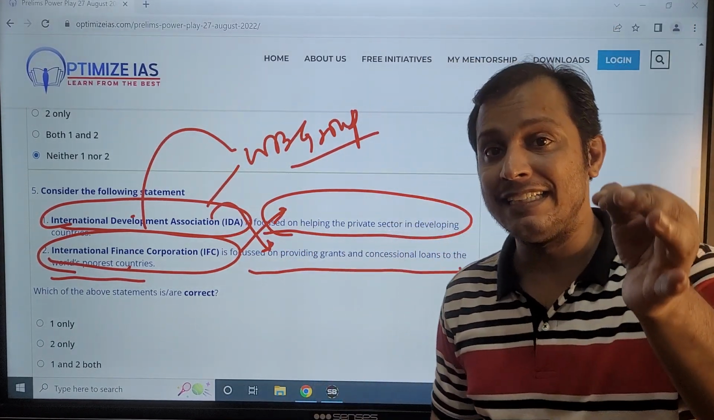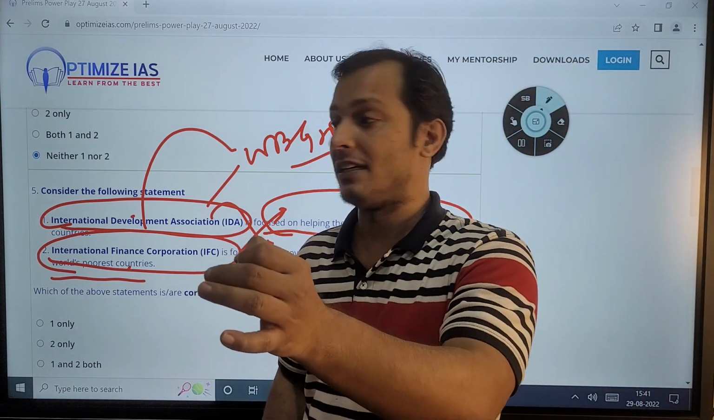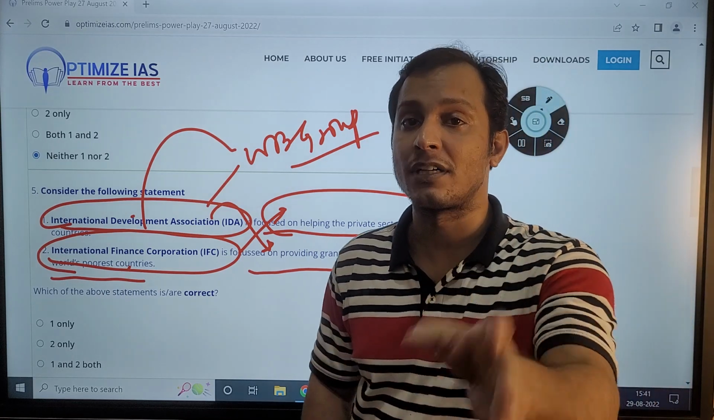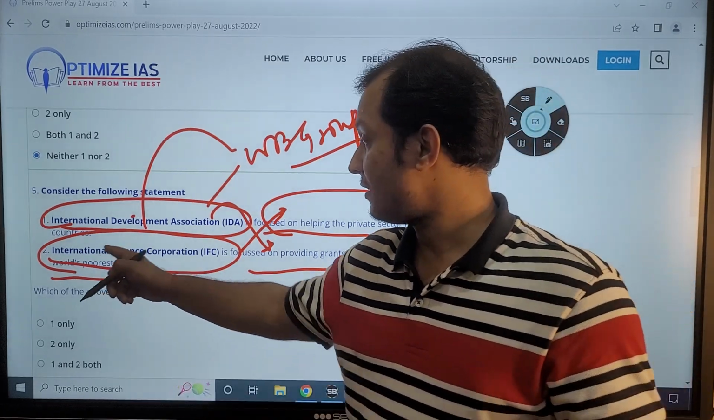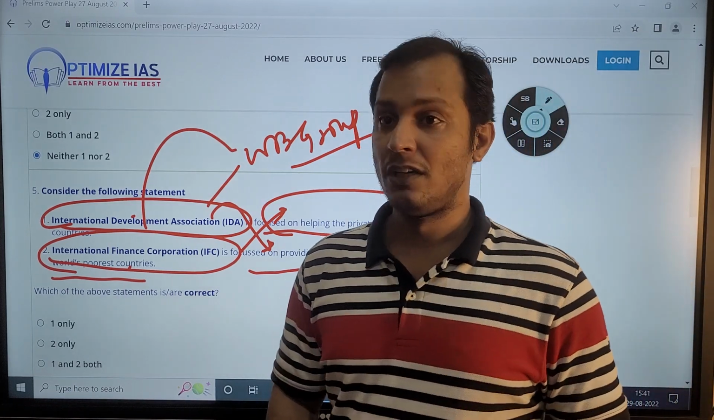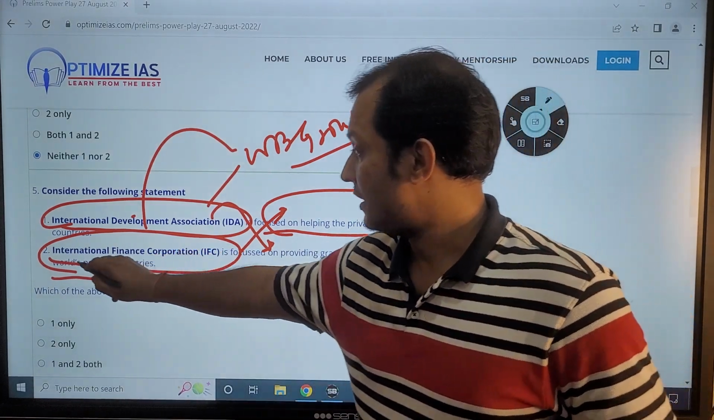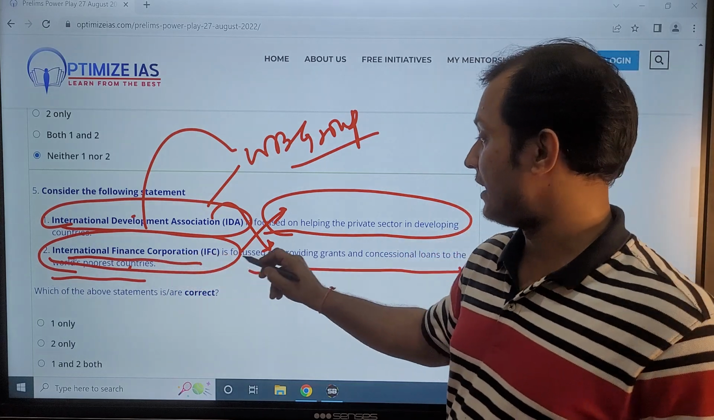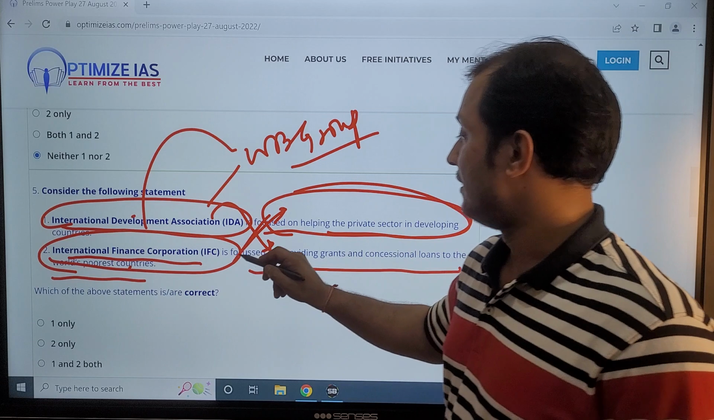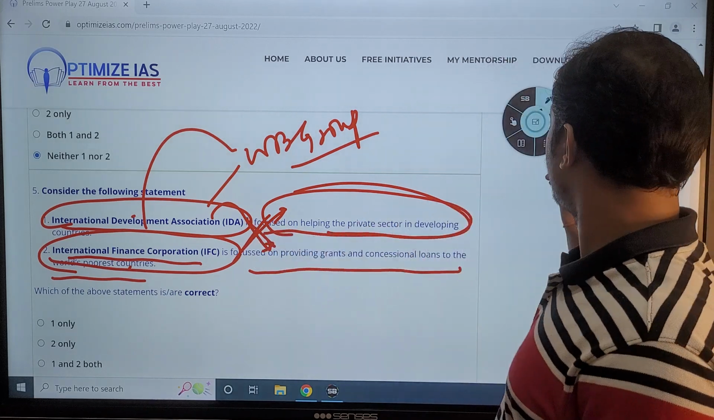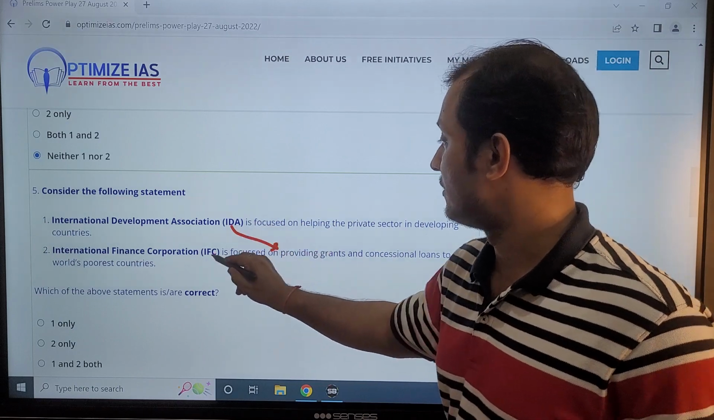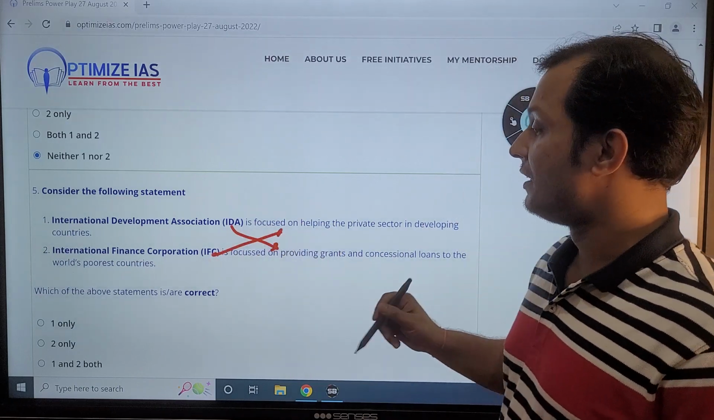So basically IDA, International Development Association, is responsible for providing concessional loans to poorer countries, whereas International Finance Corporation is responsible for helping the private sector in the developing countries. Private sector for developing countries, IFC. So IFC is focused on helping the private sector in developing countries, and IDA is responsible for giving concessional loans for poorer countries. So both statements are incorrect here.